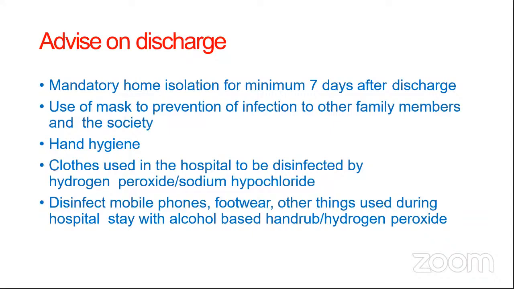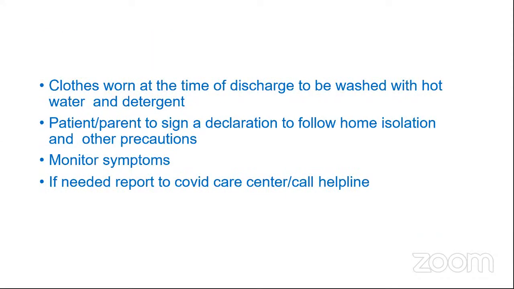Then the clothes which are used during the hospital stay need to be disinfected with hydrogen peroxide 0.5% or sodium hypochlorite 0.1% because they are fabric. So you will use a lower concentration of sodium hypochlorite, that is 0.1%. And then you have to disinfect the mobile phones, the footwear worn by the patient, and other things used during hospital stay with an alcohol-based hand rub or hydrogen peroxide, whichever is feasible. Then clothes worn at the time of discharge need to be washed with hot water and a detergent, and then air dried. So hot water has to be used for disinfection purposes and a detergent may be used.